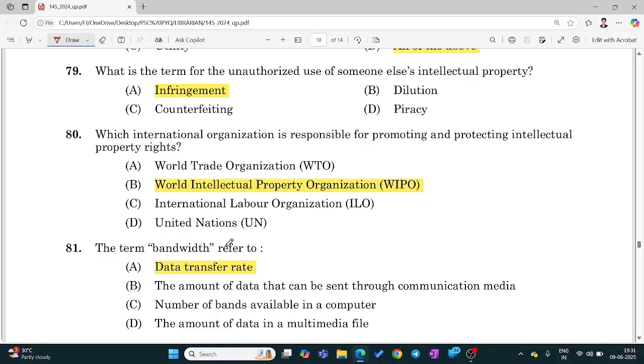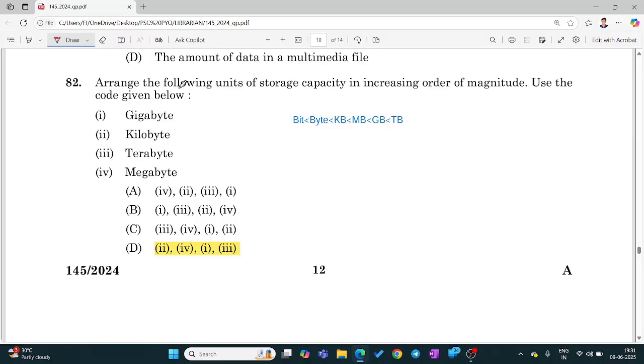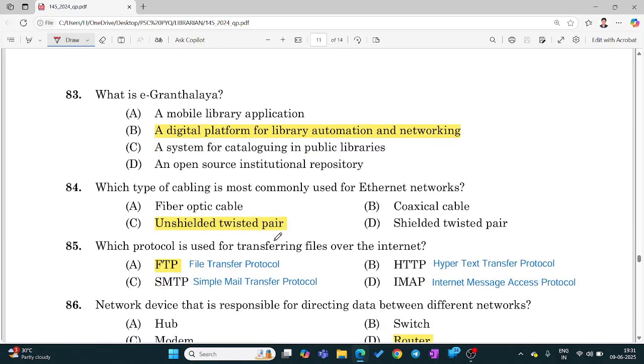The term bandwidth refers to data transfer rate. Arrange the following units of storage capacity in increasing order of magnitude. The answer is option D: bit, then the larger byte, KB, MB, GB, TB. What is e-Granthalaya? A digital platform for library automation and networking.